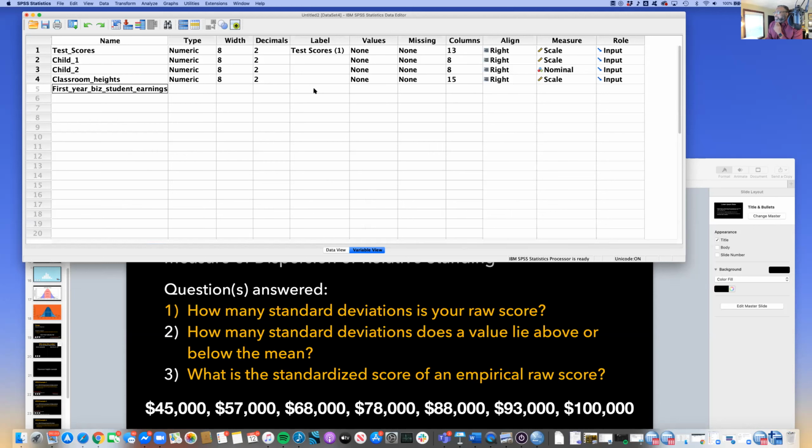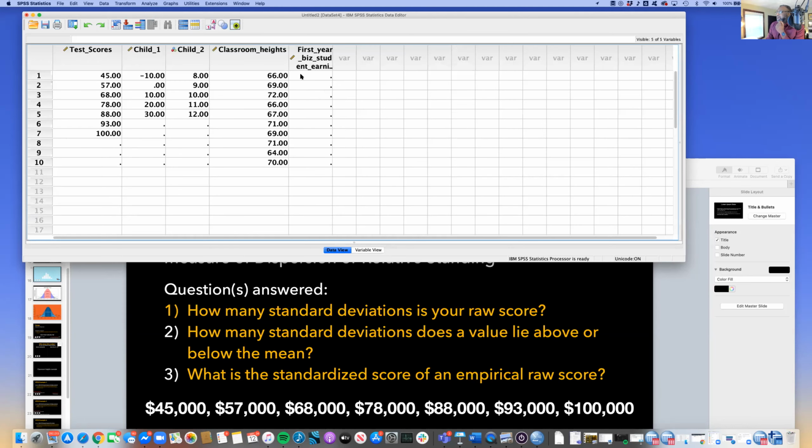So these data points represent how much business students from Fayetteville State earn in their first year of business, having graduated from our illustrious MBA school. Okay. So once you've done that, I'm going to go ahead and put scale, because this is going to be a continuous variable, of course. And then we're going to go back to data view, and we're just going to drop these numbers in here.